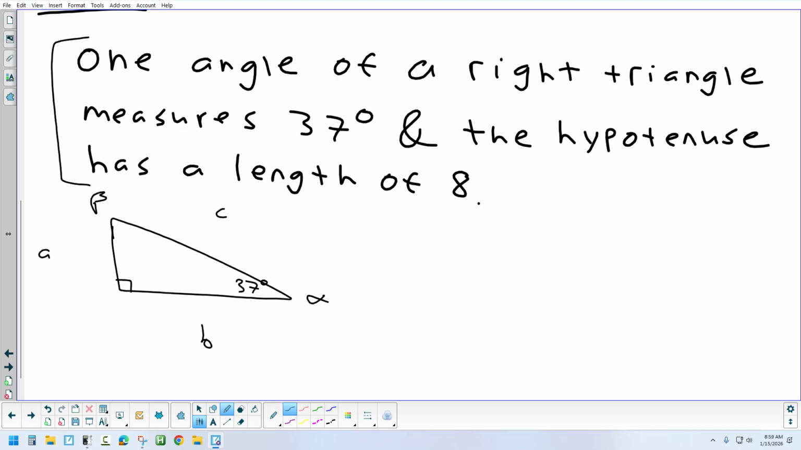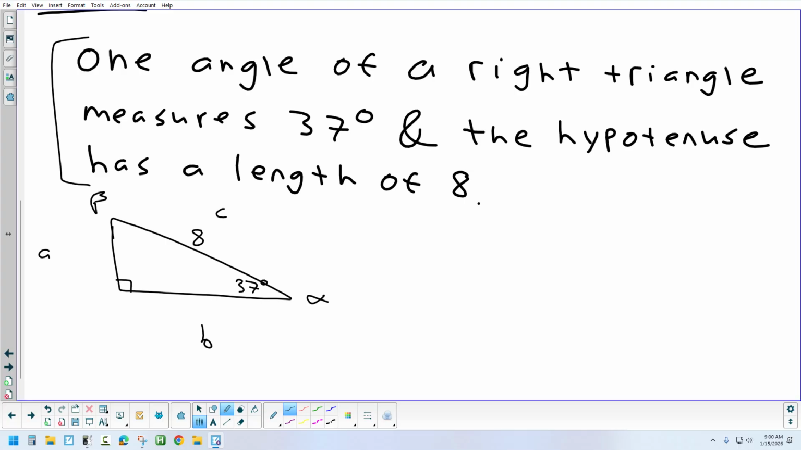And the hypotenuse is 8. You don't have any choice about what letter the hypotenuse has to be. That has to be C. Okay, you've got to put that as the long side. So once I set up a diagram, that's going to help me to visualize what's opposite the 37, what's adjacent to the 37. Right?